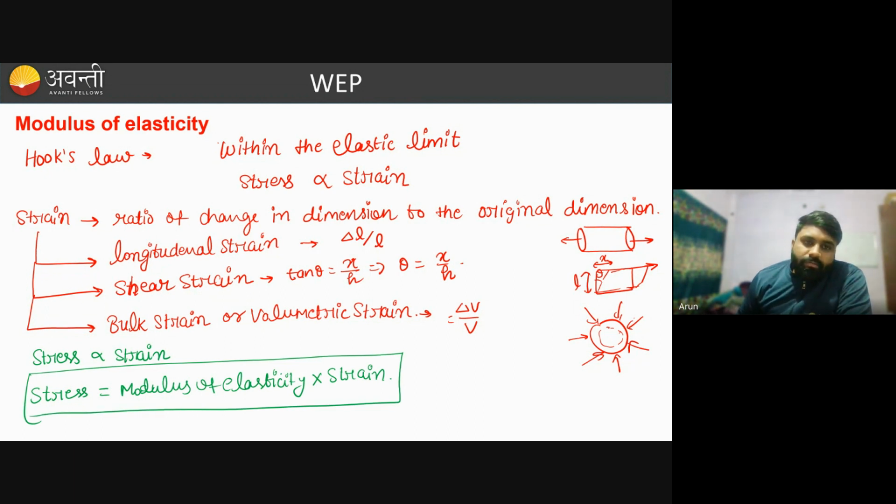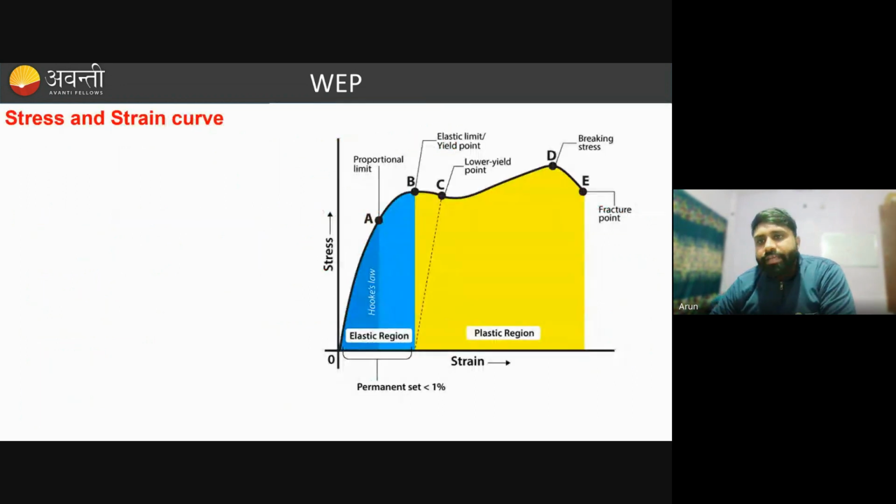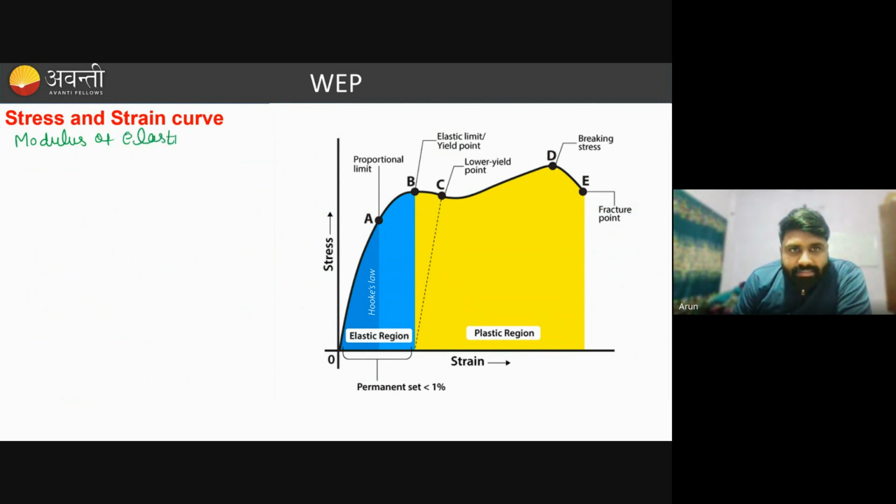Okay, now based on Hooke's law, we have three types of modulus of elasticity. Three types of modulus of elasticity. First is Young's modulus of elasticity.